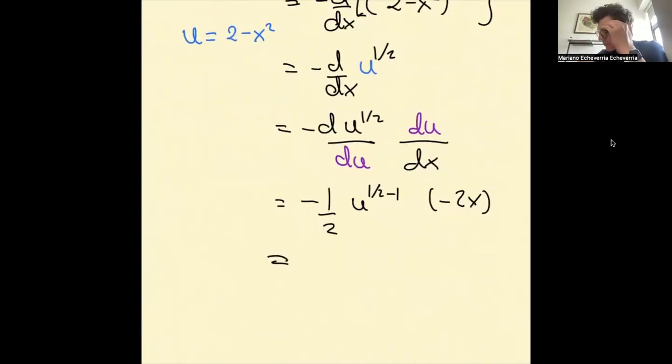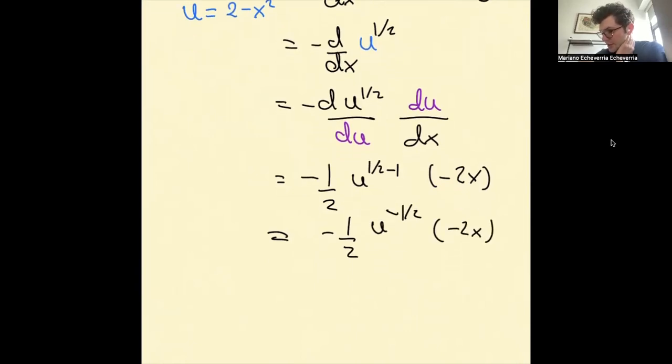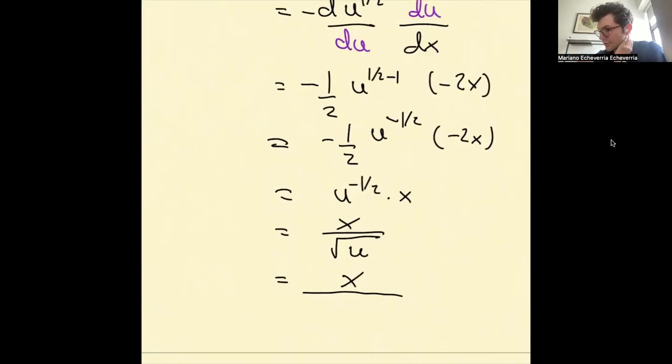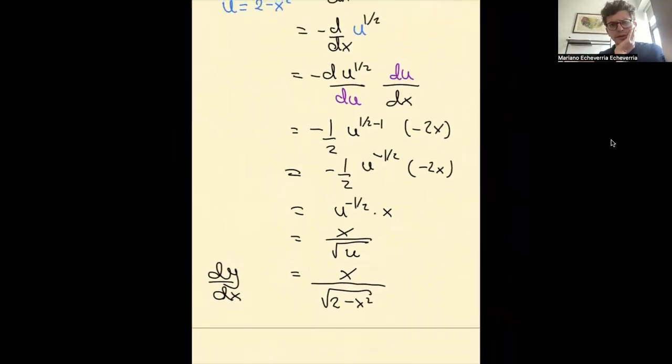So this gives you what? Minus 1/2 u to the negative 1/2 times minus 2x. And that gives you, well, this minus cancels this minus sign, and this 2 cancels this 2. So let me just put it like u to the negative 1/2 times x, and that's x over square root of u. But you can substitute and replace that u with 2 minus x squared. So that's dy dx. Does that make sense? Are there any questions about this up to this point?